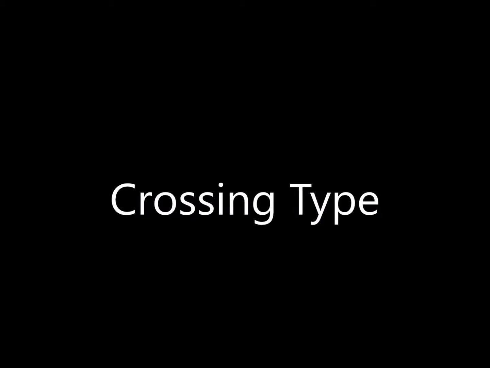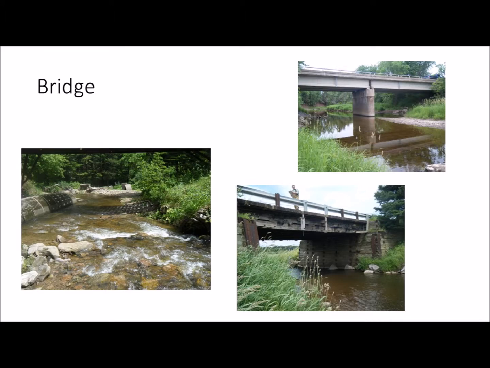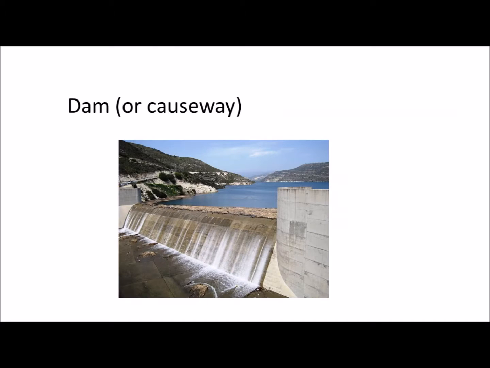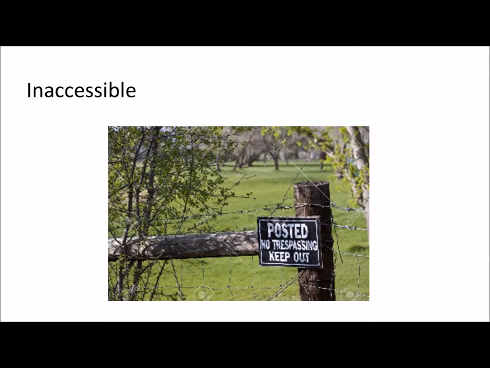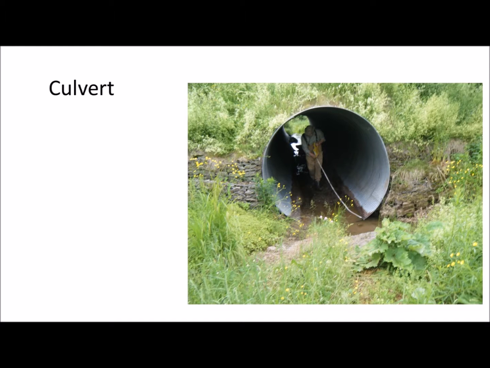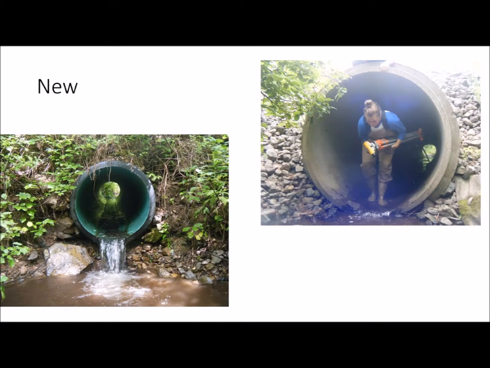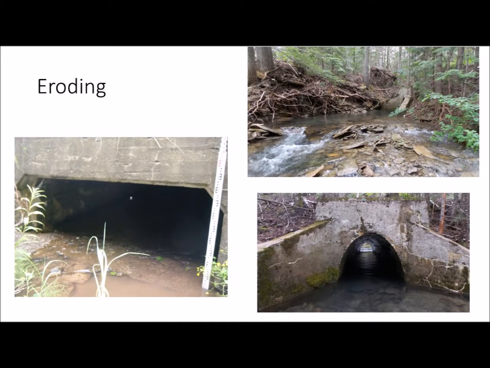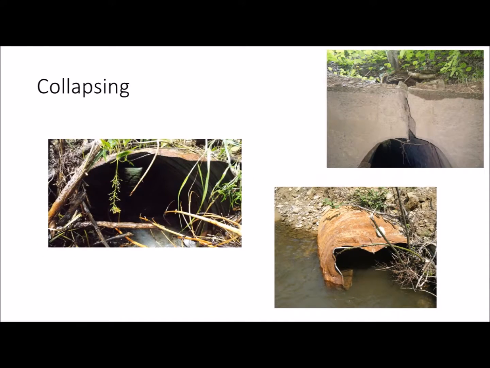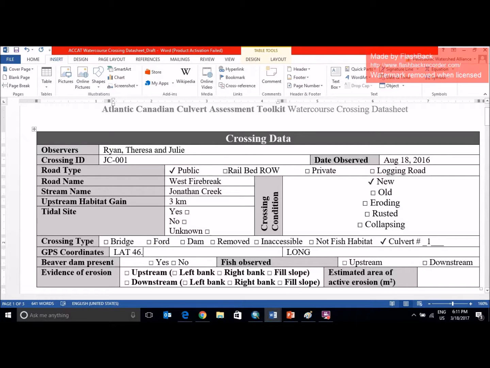For crossing type, select from one of the following: bridge, ford, dam, removed, inaccessible, not fish habitat, or culvert, and then list the number of culverts. For crossing conditions, select from new, old, eroding, rusted, or collapsing. We use Latin long for GPS coordinates, as this is the system used for uploading data onto our ACCAT database, which is located on ArcGIS Online.